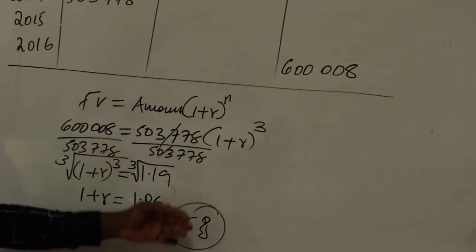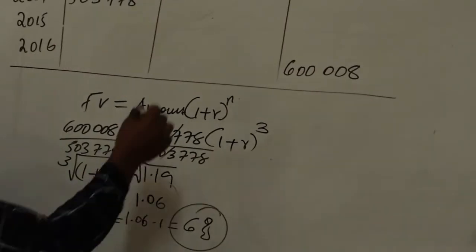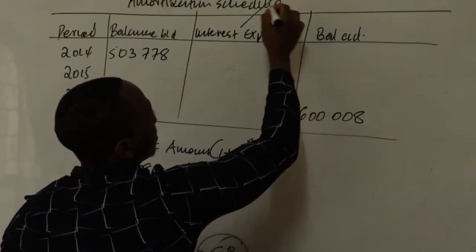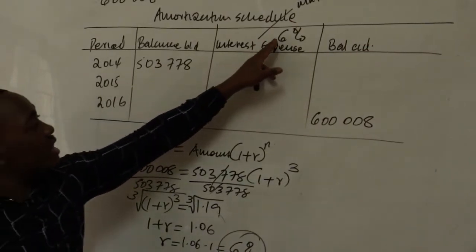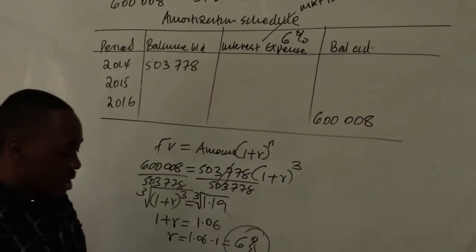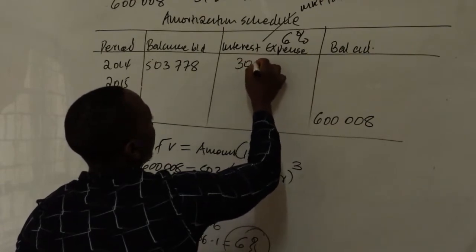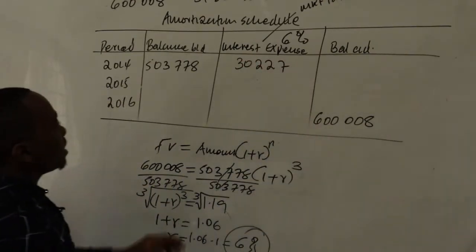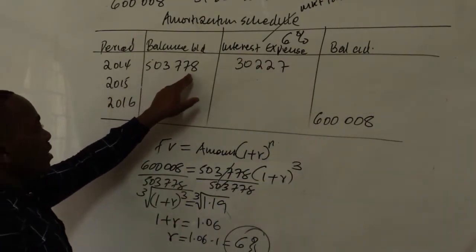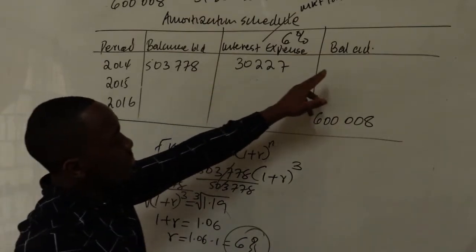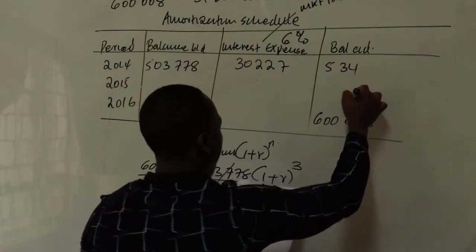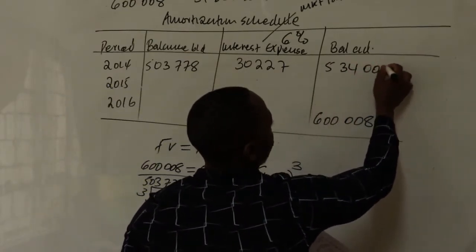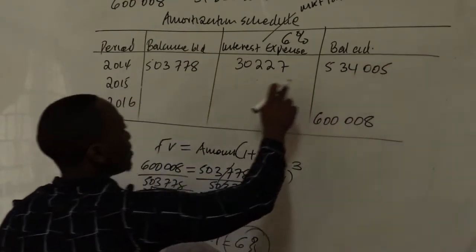Now, after you have that, you can be able to present. So that means your interest expense is 6%. The balance brought down is 503,778. 6% of that, the interest will be an amount of 30,227. So you take 503,778, you add that to get the balance carried down. You have an amount of 534,005. And then the closing balance becomes the opening balance.